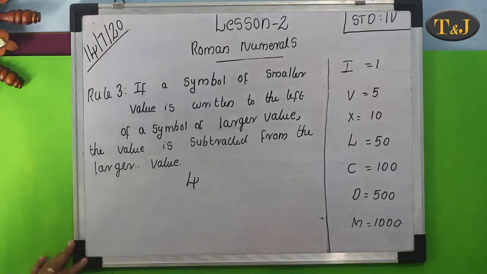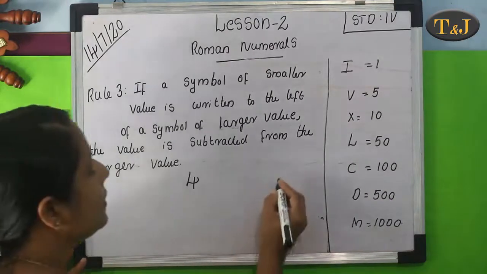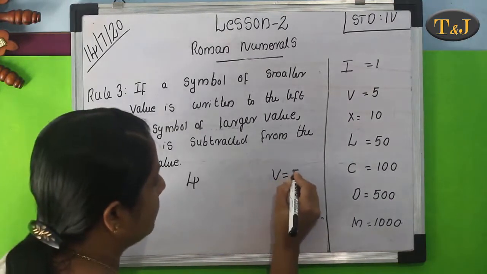Actually the symbol I is repeated only 3 times. That is I equals 1, II equals 2, III equals 3. We are not writing 4 I's. That is rule number 1, that I is repeated up to only 3 times. Then next we study the number 5, that is 5 equals V. Then to write the number 6, we add 1 to 5, that is VI equals 6. Here we want to write the number 4. Actually we know that V equals 5.